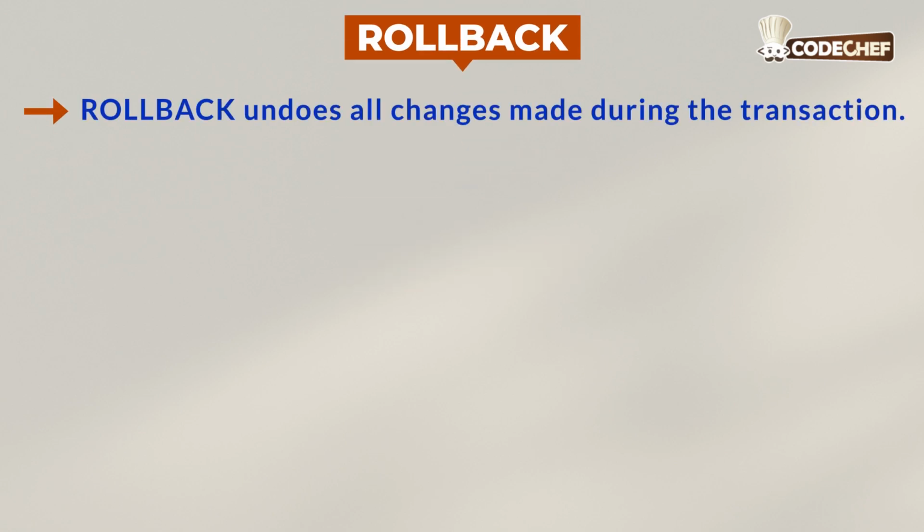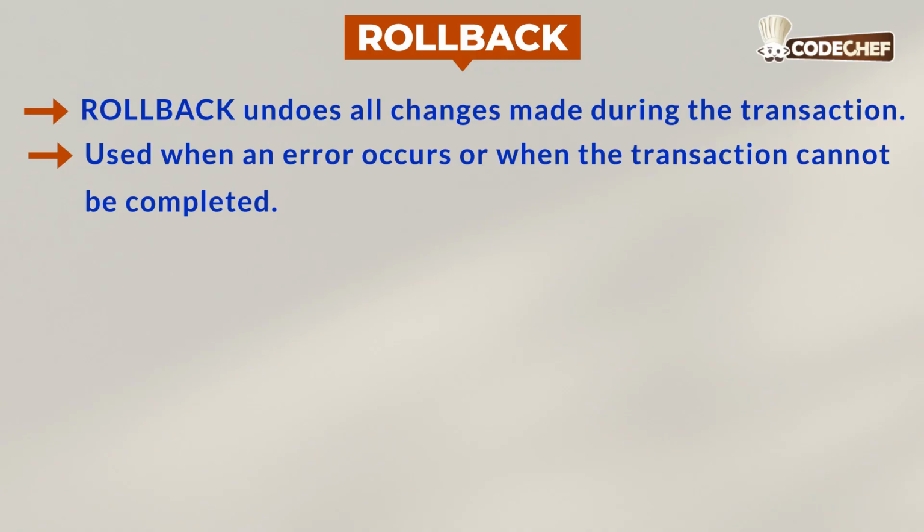Next is rollback. Rollback undoes all changes made during the transaction. It is used when an error occurs or when the transaction cannot be completed. So we use commit to save the information when a transaction is successfully completed. But what if because of any error the transaction is not completed successfully? Then we use the rollback to undo all the changes made during that transaction.